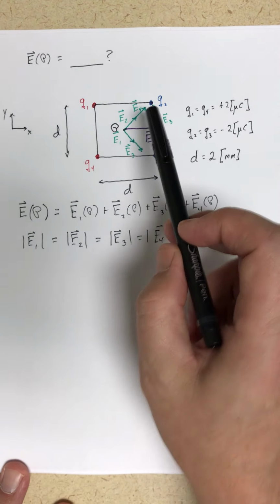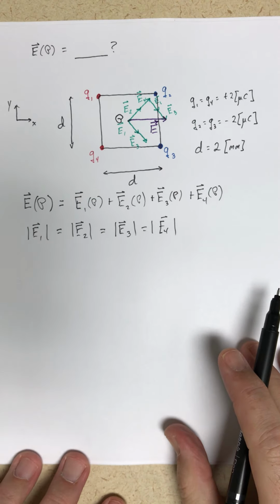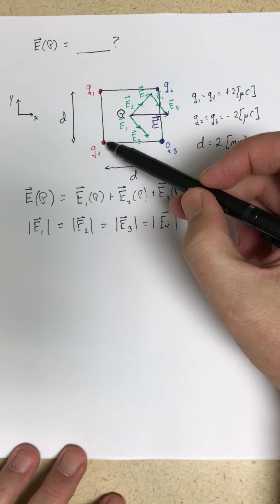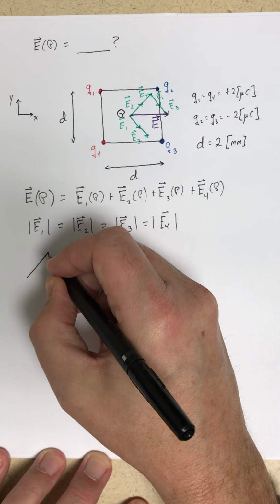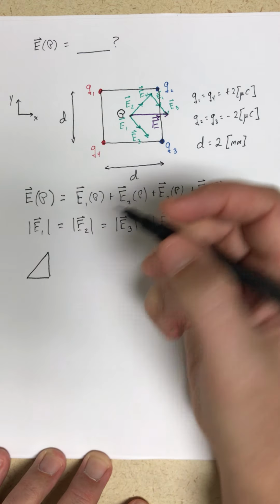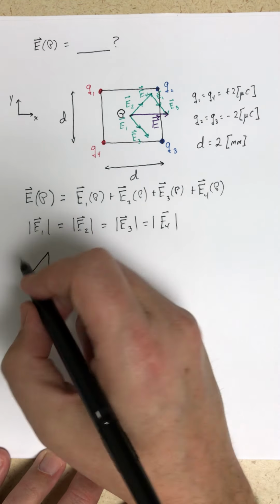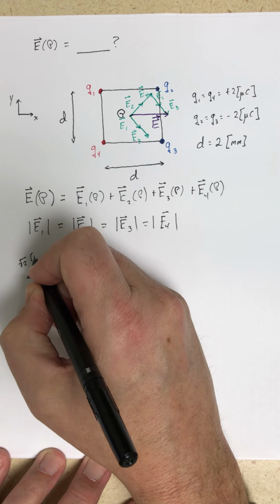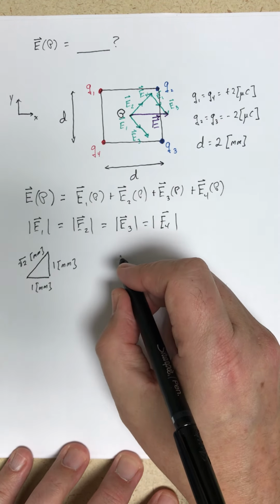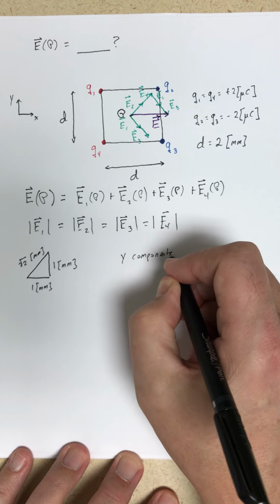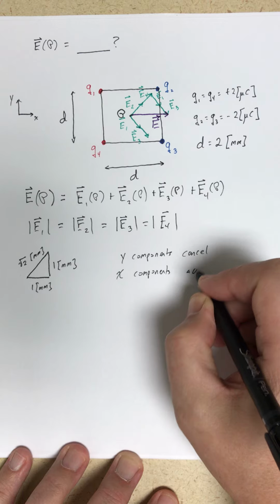So I can find just the x component of, say, E1, and then multiply that by 4. We're going to need to find how far it is from a corner of the square to the center of the square. So let me just draw out a little triangle quick. So if a whole edge is 2 millimeters, that means half of an edge is 1 millimeter. And so this hypotenuse is going to be √2 millimeters. And to just summarize what we observed from our drawing, y components cancel, and x components will add.